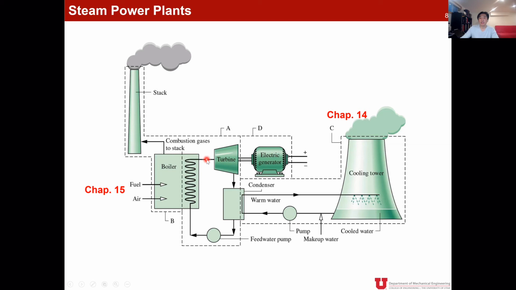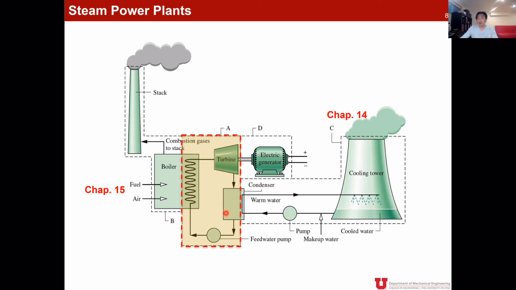Steam runs a turbine, and after the expansion process, the steam goes to the condenser to be condensed to liquid water, and this water goes through the feed water pump to increase its pressure. That's what we are going to learn in today's lecture. Then this turbine is connected to an electric generator, and from this electric generator we can generate the power, the electricity.